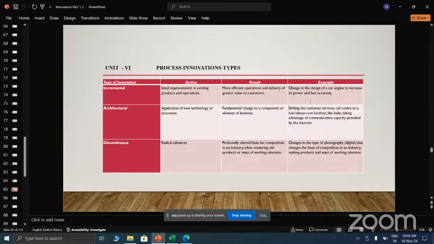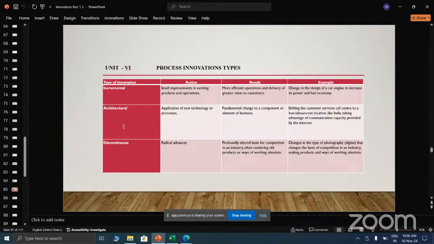Example is a change in the design of a car engine to increase its power and fuel economy. Example: from BS3 to BS4, BS4 to, India skipped BS5 and directly reached BS6. This is all to save on fuel and increase the efficiency of the vehicles, and also to decrease the pollution impact.